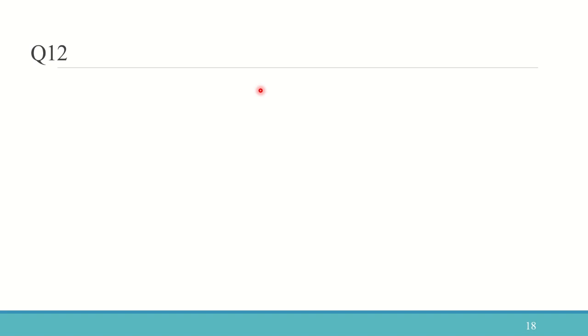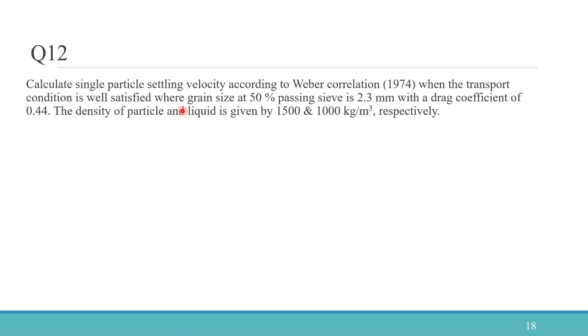And we'll go to question 12. In question 12, it is asked to calculate the single particle settling velocity according to the Weber correlation of 1974, when the transport condition is well satisfied, where the grain size at 50% passing sieve is 2.3 mm with a drag coefficient of 0.44. The densities of the particles and the liquid are given as 1500 and 1000 kg per meter cube respectively.